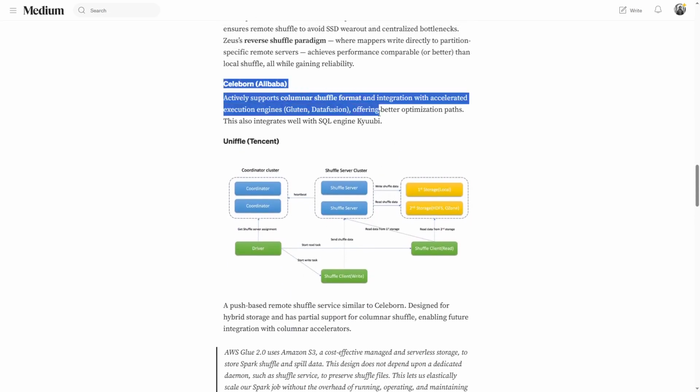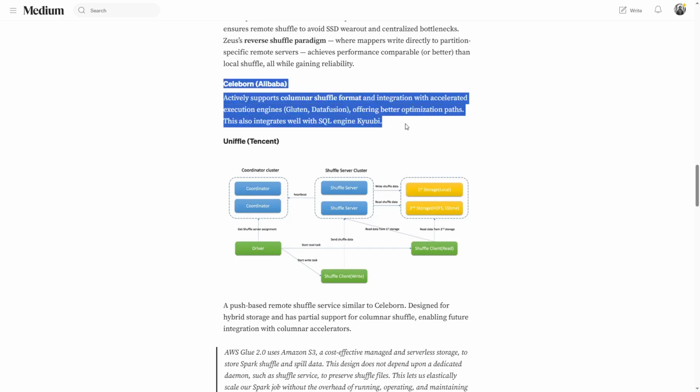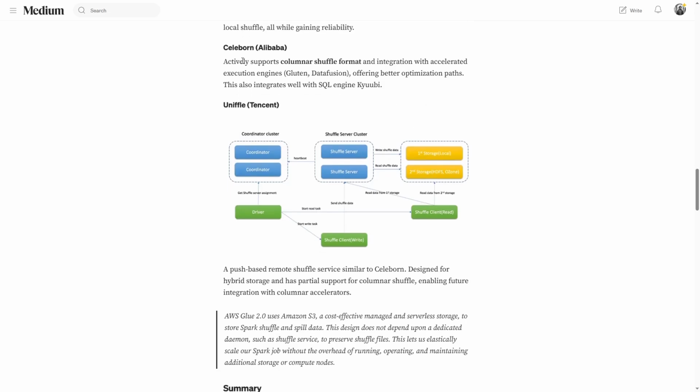Then Alibaba open sourced Calibon. So Calibon is another columnar shuffle service which runs external to the cluster, and they open sourced it, and this is one of the famous ones as of now. Tencent also launched one external service called Unifil, which is similar to Alibaba's Calibon.